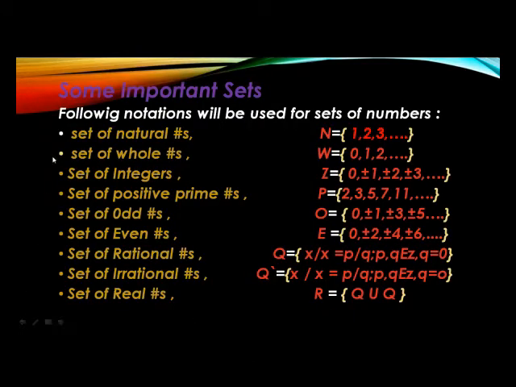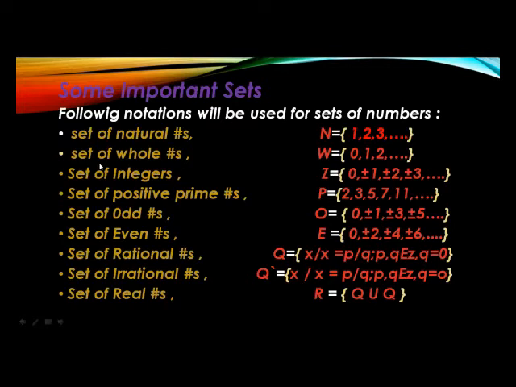Now we see some important sets which we need in describing a set. The following notations will be used for sets of numbers. Number one is the set of natural numbers. For natural numbers we use capital N for the name. Then within brackets we write 1, 2, 3, 4, meaning natural numbers start from 1 and so on.